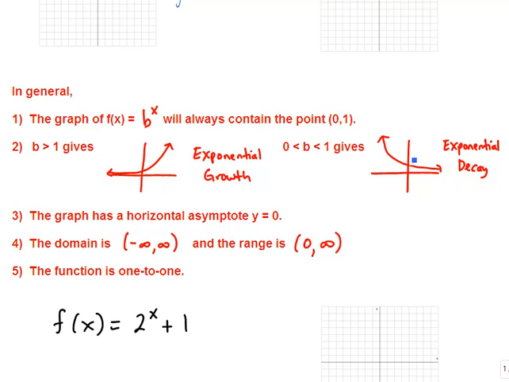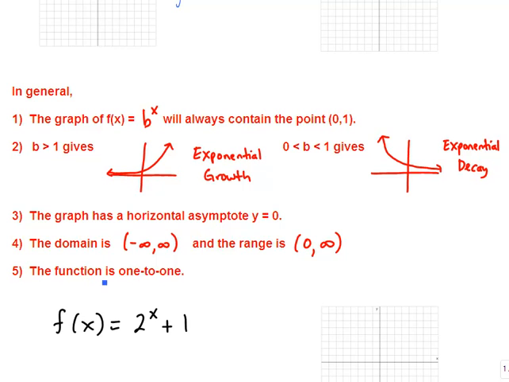All of these exponential functions, b to the x, have a horizontal asymptote at y equals 0. The domain is minus infinity to positive infinity, and that's important because that means you can use any x that you want. The domain allows every value of x. However, looking at these two graphs, we can see that the range is only going to be 0 to infinity, and we never actually hit 0, so that's why there's an open parenthesis around it.